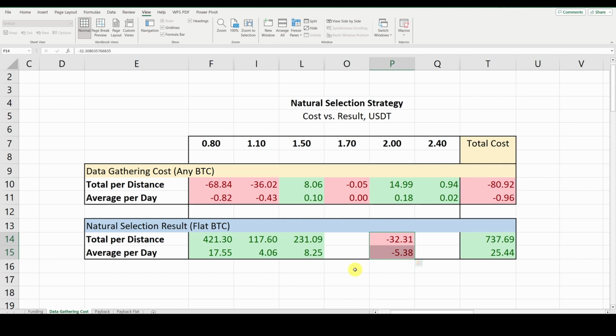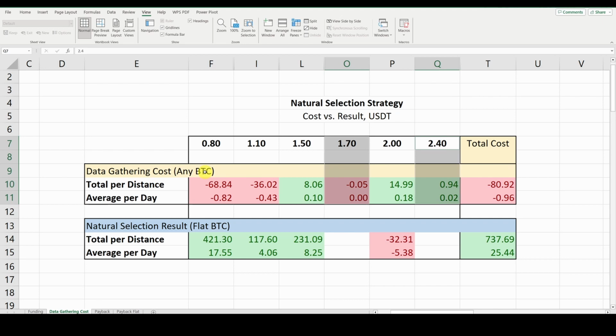Overall, my natural selection algos have paid for data gathering 9 times over. And that's only on flat Bitcoin and only at 4 distances. I haven't really used all the data, and I haven't used the data gathered for high volatility.